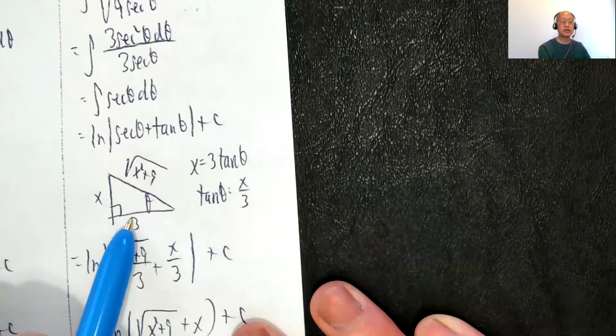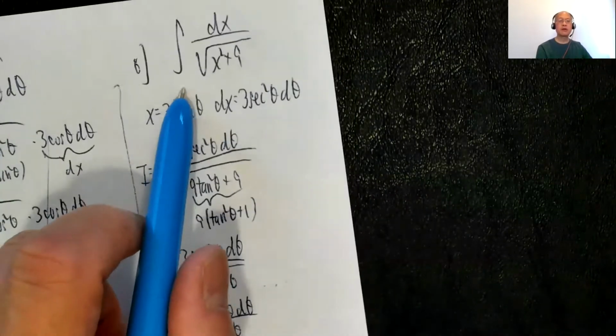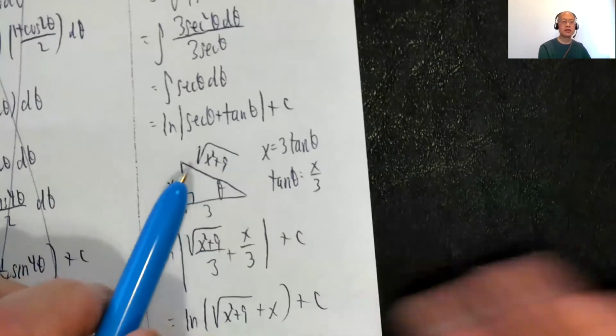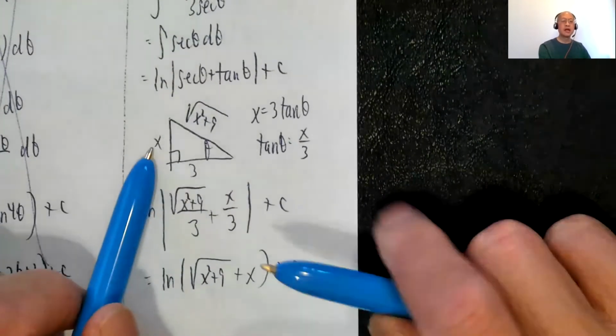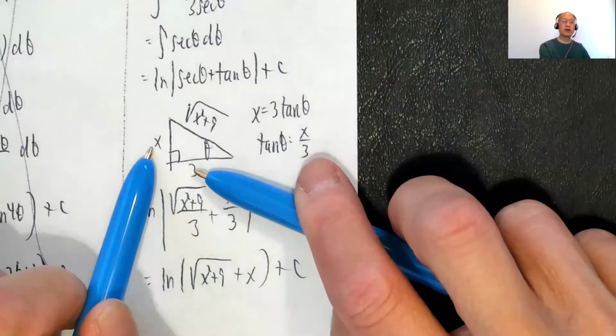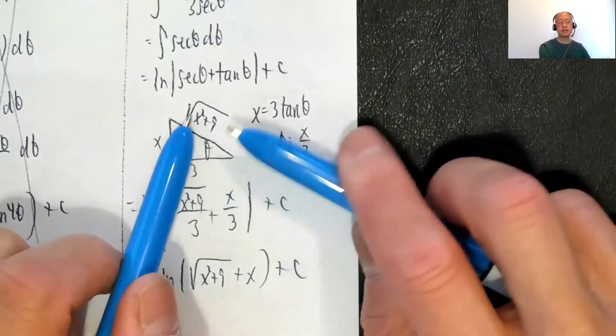Opposite over adjacent. Peek at the original, you're probably correct: radical x squared plus 9. But a quick double check: is a squared plus b squared equal to c squared? Yes. x squared plus 3 squared is x squared plus 9, which is equal to this thing squared.